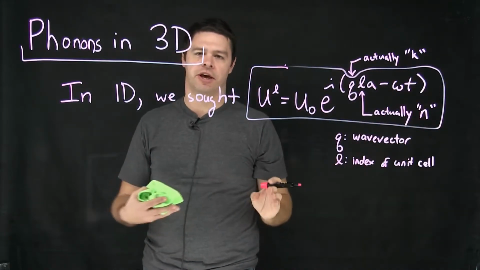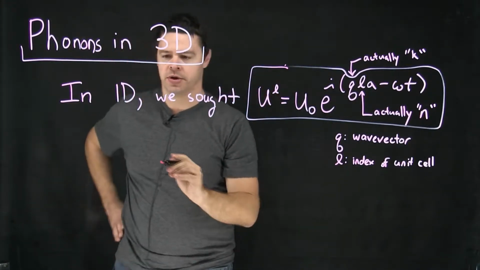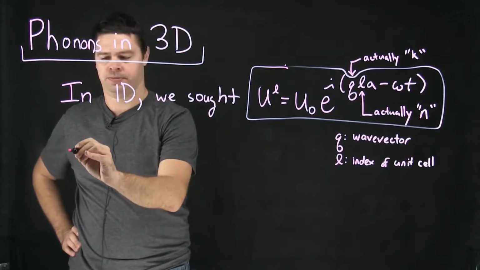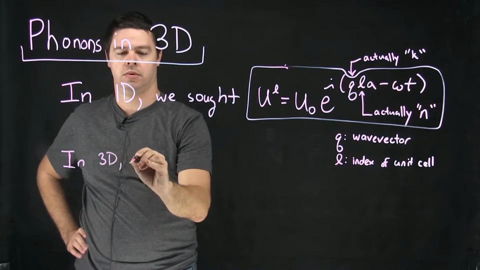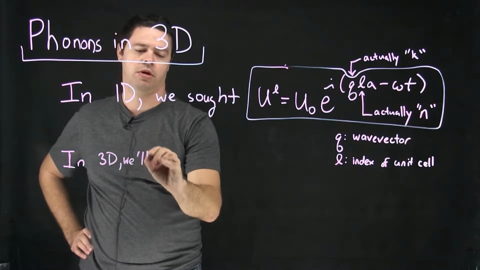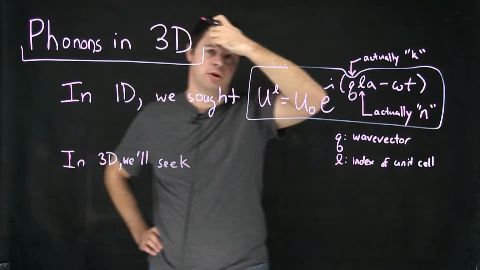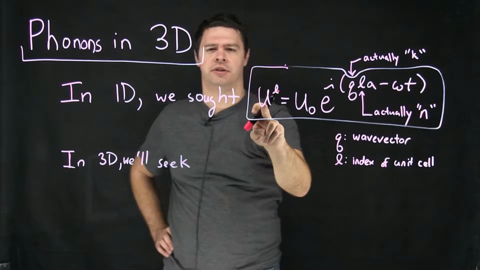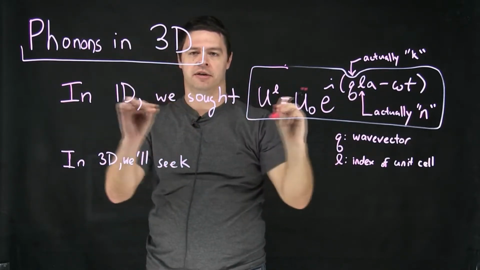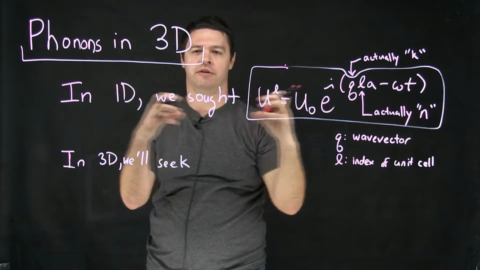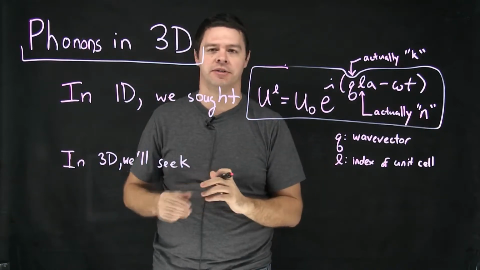What I'd like to do is use that for inspiration to seek a 3-dimensional solution that would be more general. So here's what we're going to do. In 3D, we'll seek something very similar looking. It's just that I have a lot more things to keep track of. So in addition to the fact that the displacements in 3 dimensions don't necessarily have to be along a particular direction, they can be in any of 3 dimensions.